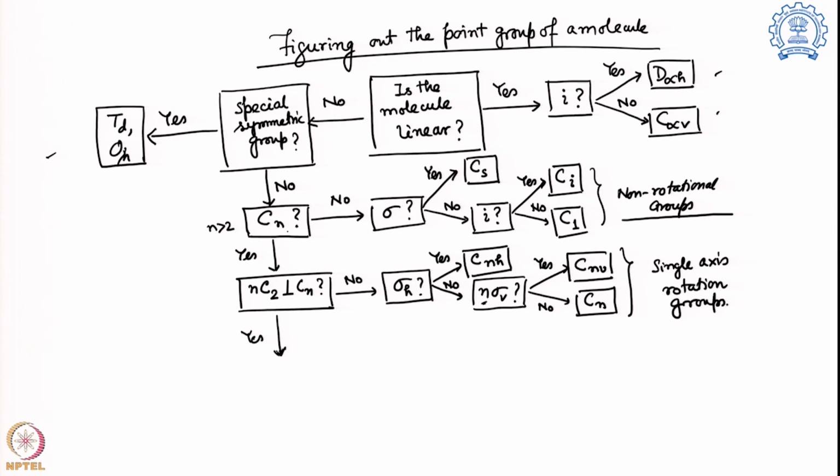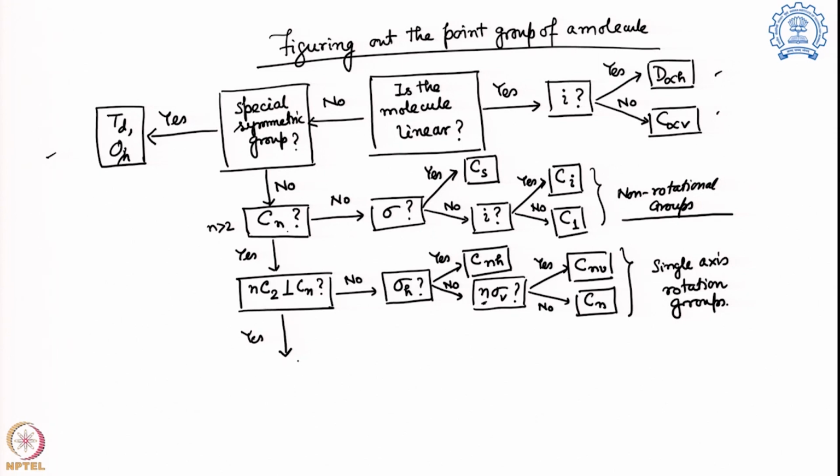The next thing is that I can have n number of C2 perpendicular to Cn, and the answer is yes. That means I now belong to the dihedral group, and I want to figure out how we can differentiate the different groups present in that dihedral group: Dn, DnH, DnD. So, for that we are going to ask some questions.